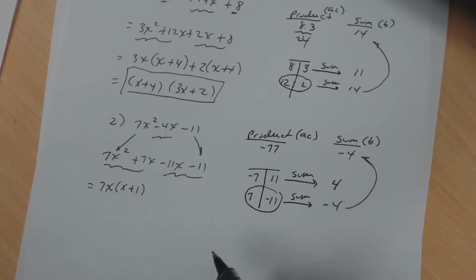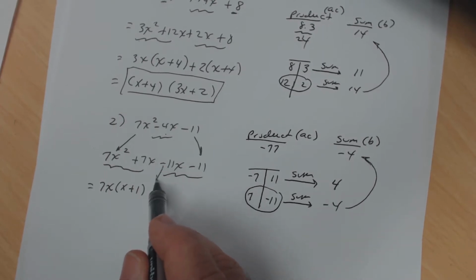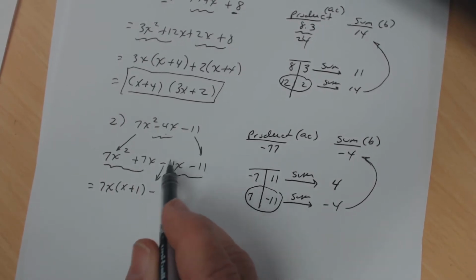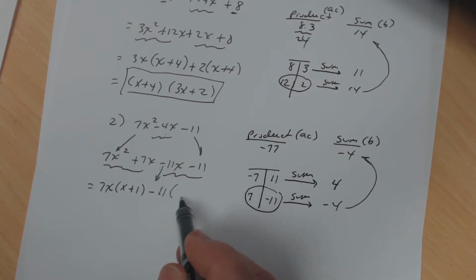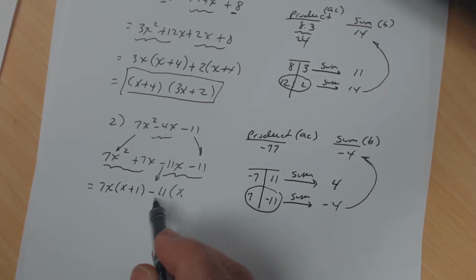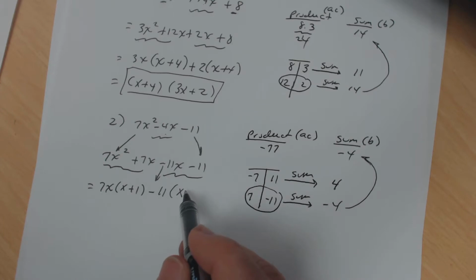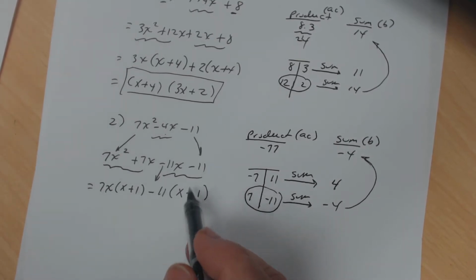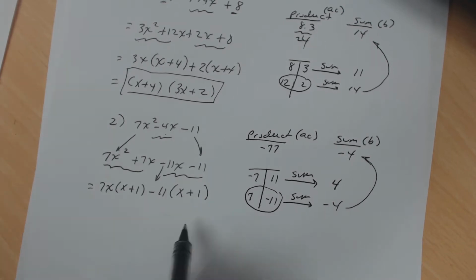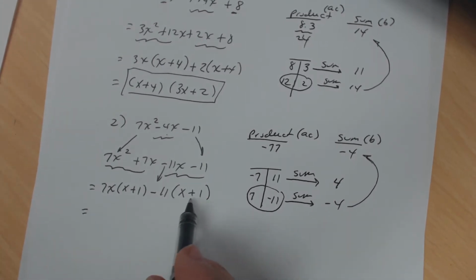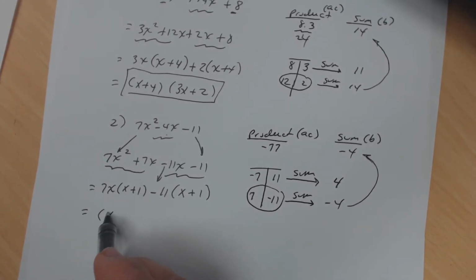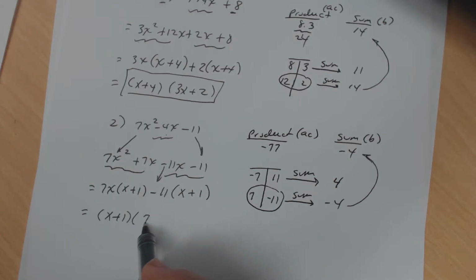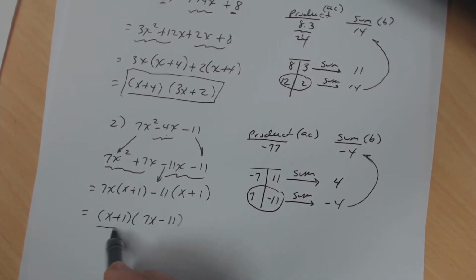7x times 1 is 7x. Now over here, remember, take out the negative, and then the GCF is 11. And you're left with x, because negative 11 times x is negative 11x, plus 1, because negative 11 times positive 1 is negative 11. And then finally, your answer is, you factor out the x plus 1, and you're left with 7x minus 11.